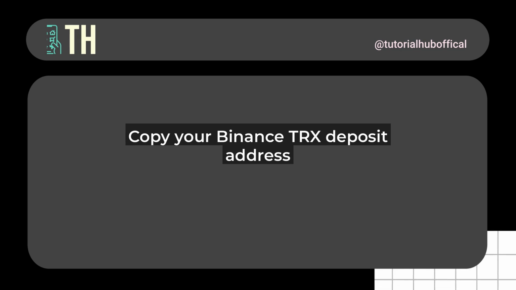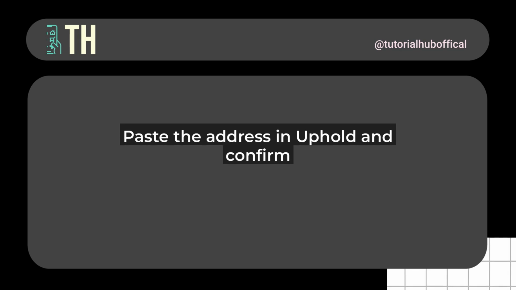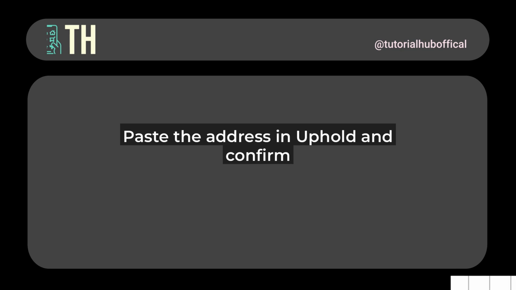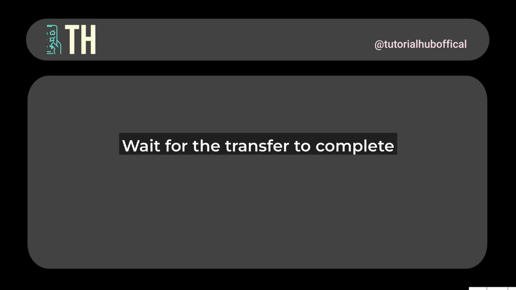Back in Uphold, paste the Binance deposit address into the withdrawal form. Enter the amount again, review all the details, and hit confirm. You'll get a confirmation email or notification, and the transfer should process within a few minutes to an hour, depending on network congestion. Once it's done, head back to Binance and check your wallet to confirm the TRX has arrived.